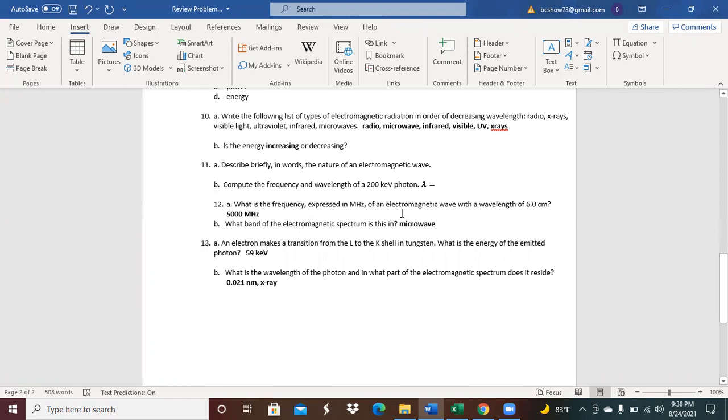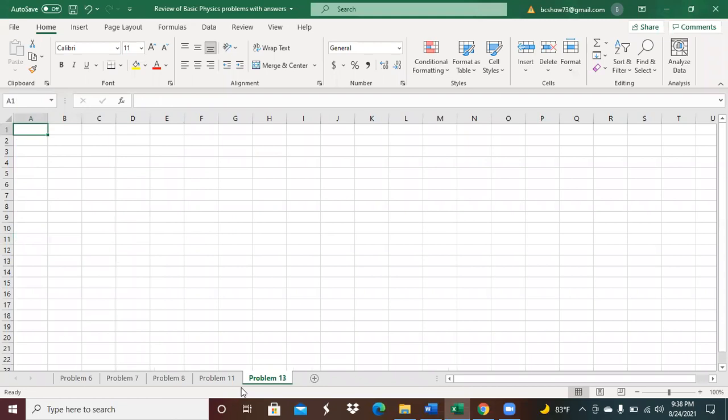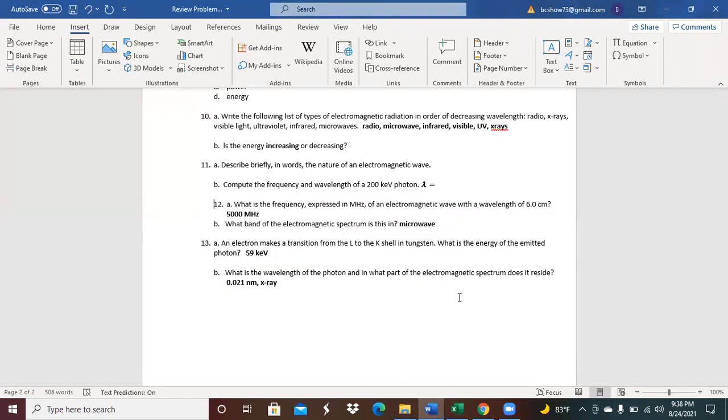Okay. What is the frequency of an electromagnetic wave of 6 cm? Let's see, did I work this out? I guess I didn't work this out. Okay. There we go. Basically, what you are doing here is if you know what the wavelength is, you know what the speed of light is, you can go through and you can compute the frequency. And then you can determine what part of the spectrum that might be in.